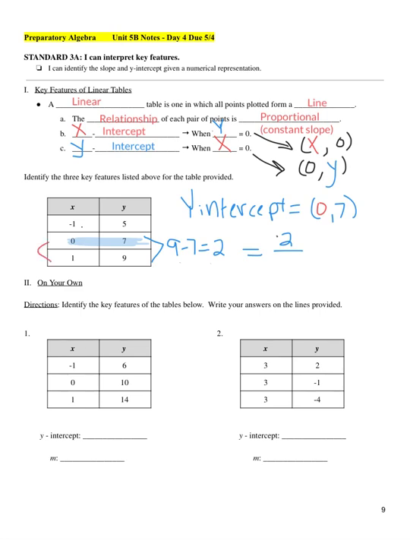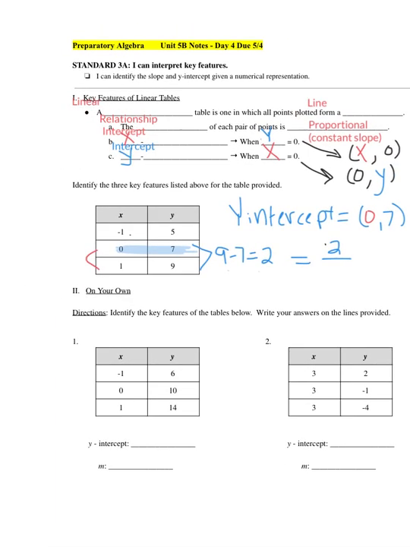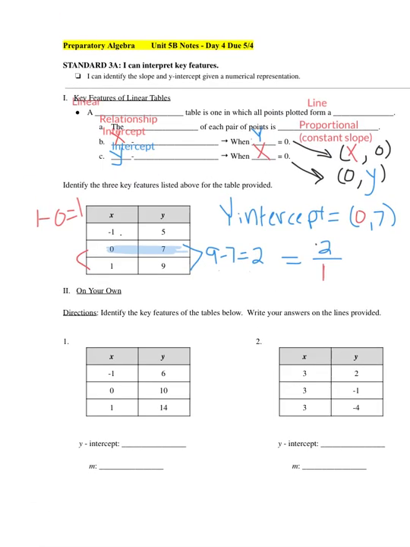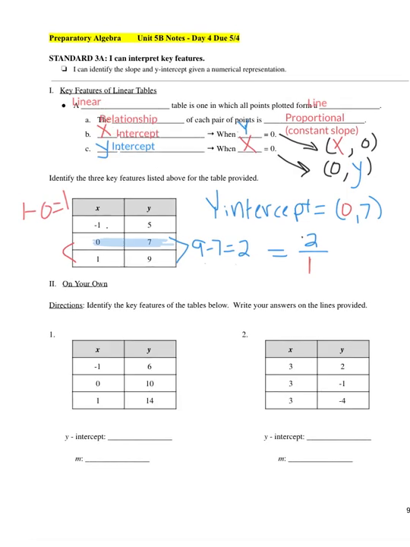So we have 1 minus 0, and that is equal to 1. So 1 would go on the bottom. So our slope for this table would be 2 over 1. And our y-intercept would be 0, 7. Remember, when we're doing our slope, it's y over x, or rise over run, okay? All right, I'm going to try this next one. All right, and make sure you guys have everything in your notes.